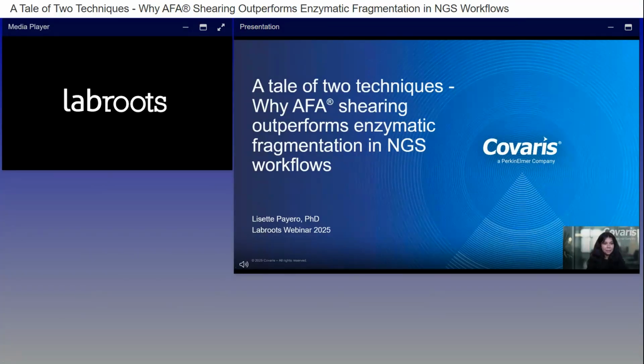Thank you so much for that introduction. My name is Lisette Payero, and I'm a field application scientist with Covaris. And today, I'm really excited to be able to bring you a tale of two techniques, why AFA shearing outperforms enzymatic fragmentation in NGS workflows.